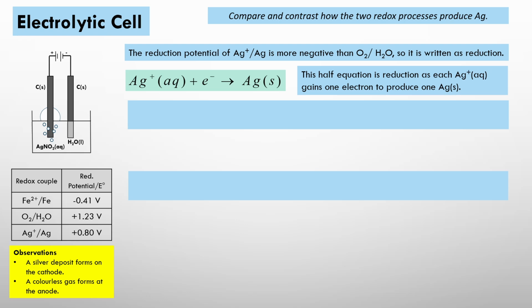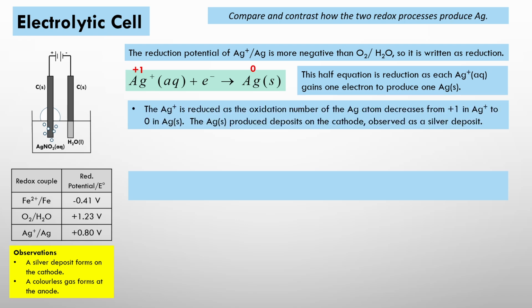So the same explanation with oxidation numbers as the one we did in the electrochemical cell. It's a +1 going to a 0. So the silver ion is reduced because the oxidation number of the silver atom decreases from +1 in the silver ion to 0 in the silver solid. Now notice everywhere I've written things down, I've tried to include the correct chemical terms and I've tried to include the states.